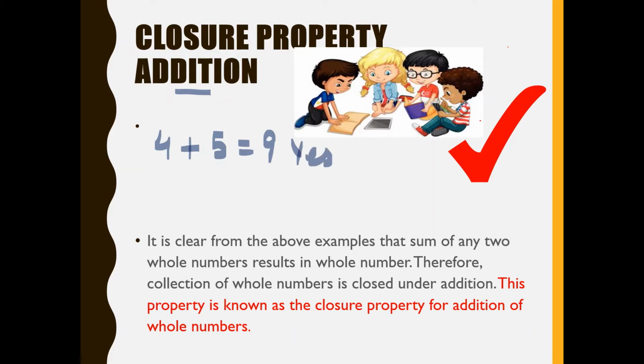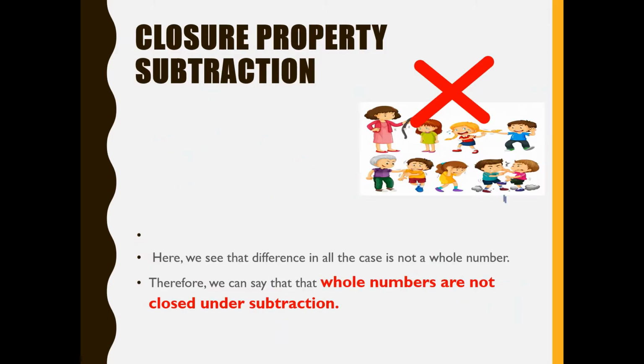Let's take another example. For example, if I take 15 and add 10 to this, what do I get? I get 25. Now, my question to you is, is 25 a whole number? Yes, it is also a whole number. So looking at these examples, it is clear that the sum of two whole numbers results in a whole number. So we can say that the collection of whole numbers is closed under addition. This property is known as the closure property of addition of whole numbers.